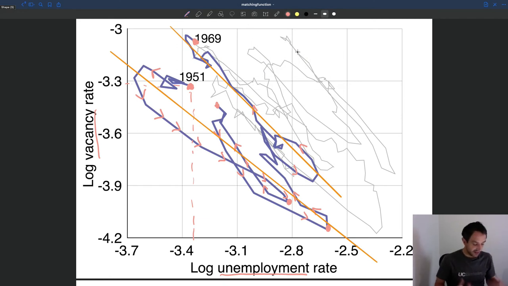It means that somehow vacancies and unemployment are connected through some macroeconomic law that makes them move along this very striking, almost linear locus of points. So this connection is something that plays a very important role in the study of unemployment. It has a name, this curve. It's called the Beveridge Curve.